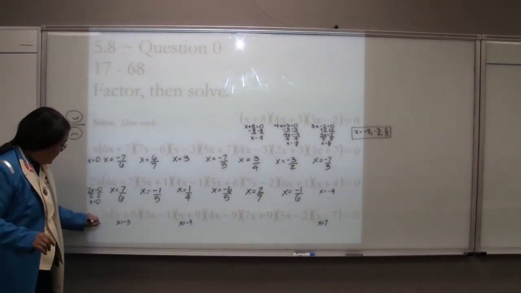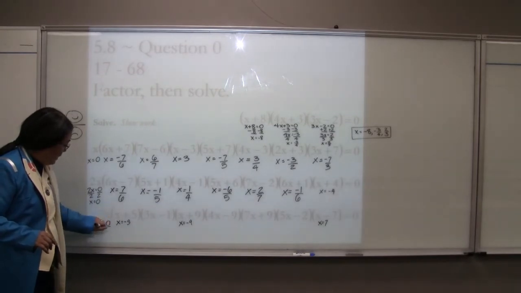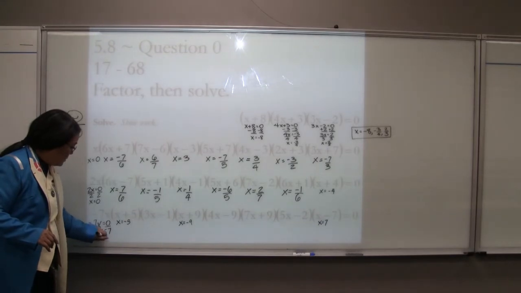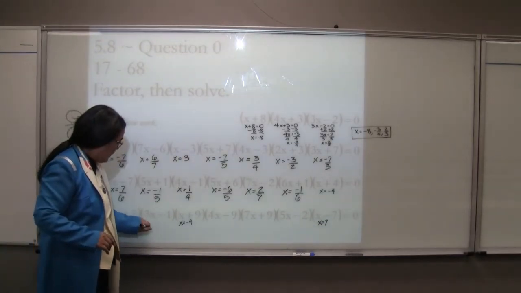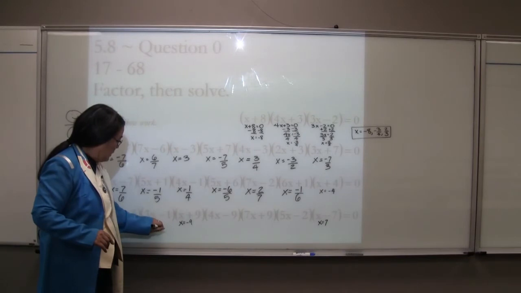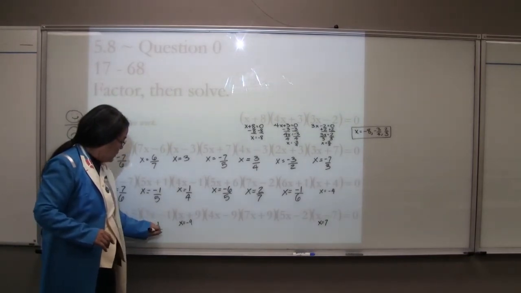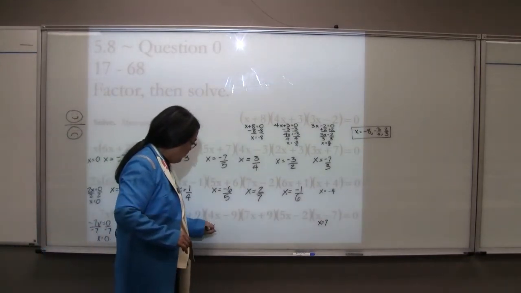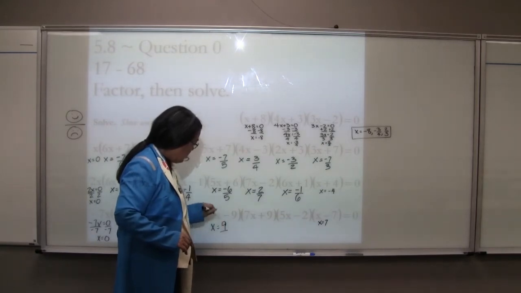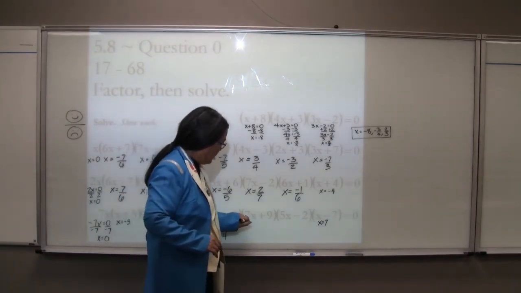But if it helps you to put -7x equals 0 and divide both sides by -7, do that and get x equals 0 anyway. X equals, change the sign, put this leading coefficient in the denominator. Change the sign, put the leading coefficient in the denominator.